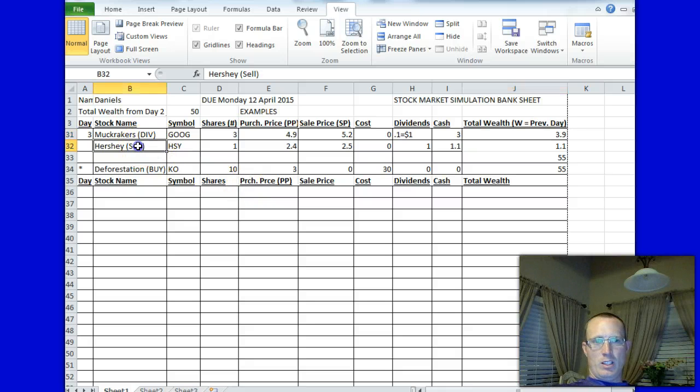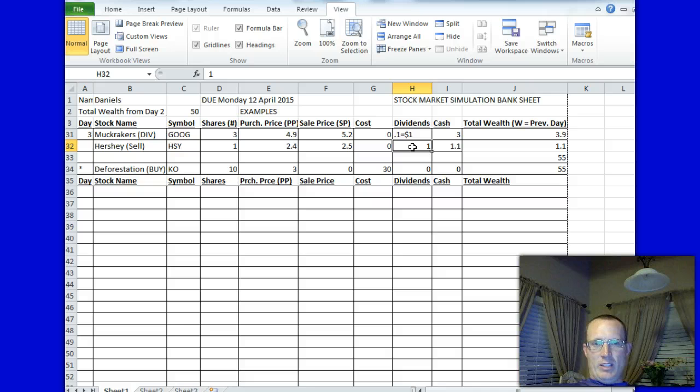Okay? The next one we're going to do is a sell example on day 3. Now we have a sell example with dividends, so we're going to need to pay close attention here. We're going to sell Hershey's, HSY. Don't forget to tell me that it's a sell. We're going to sell 1 share of Hershey's. I bought it yesterday at 2.4. I'm going to sell it today at 2.5. It's not going to cost me anything to purchase or to sell it.